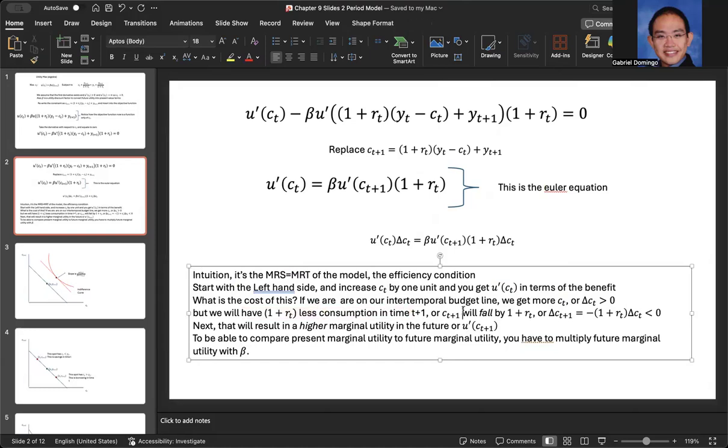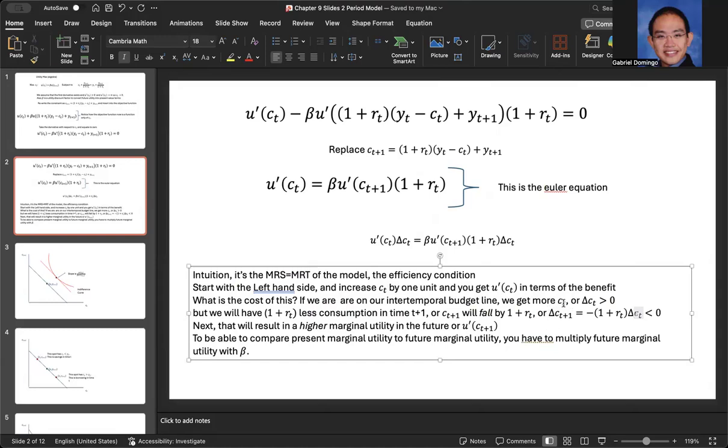In particular, your C_{t+1} will fall by (1 + r_t). Or in equation form, your change in C_{t+1} is going to be equal to negative (1 + r_t) times delta C_t. Okay. So this comes directly from the intertemporal budget constraint. As you are choosing to consume more, you will, because of the budget constraint, consume less tomorrow.